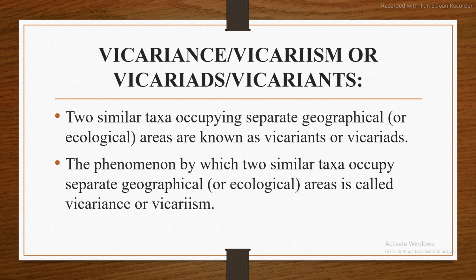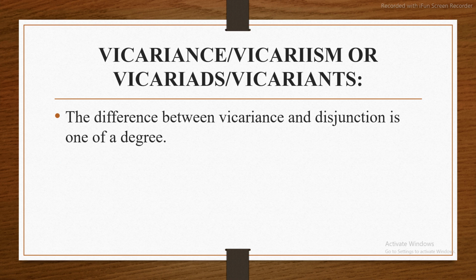Next is vicariance, vicariism, vicariads or vicariants. Two similar taxa occupying separate geographical or ecological areas are known as vicariants or vicariates. The phenomenon by which the two similar taxa occupy separate geographical or ecological areas is called vicariance or vicariism. The difference between vicariance and disjunction is one of degree.